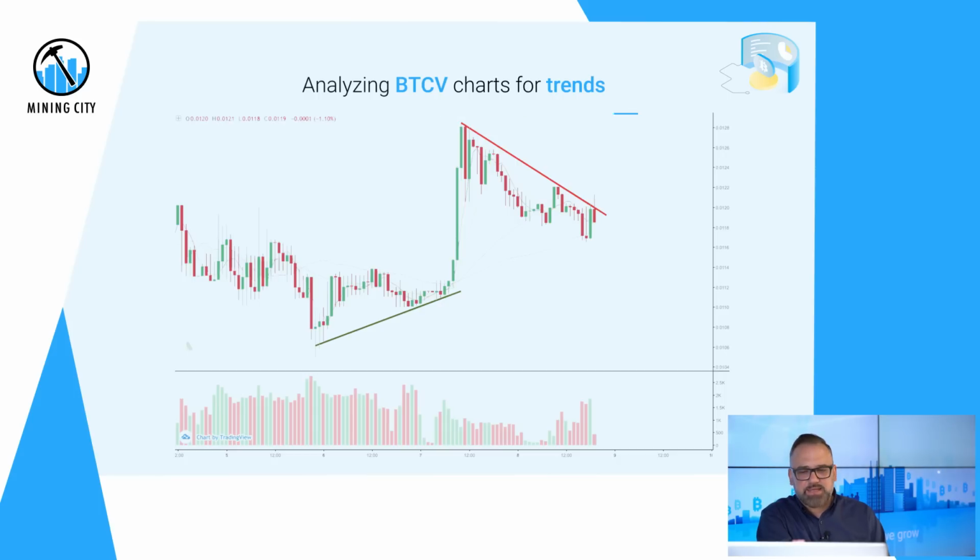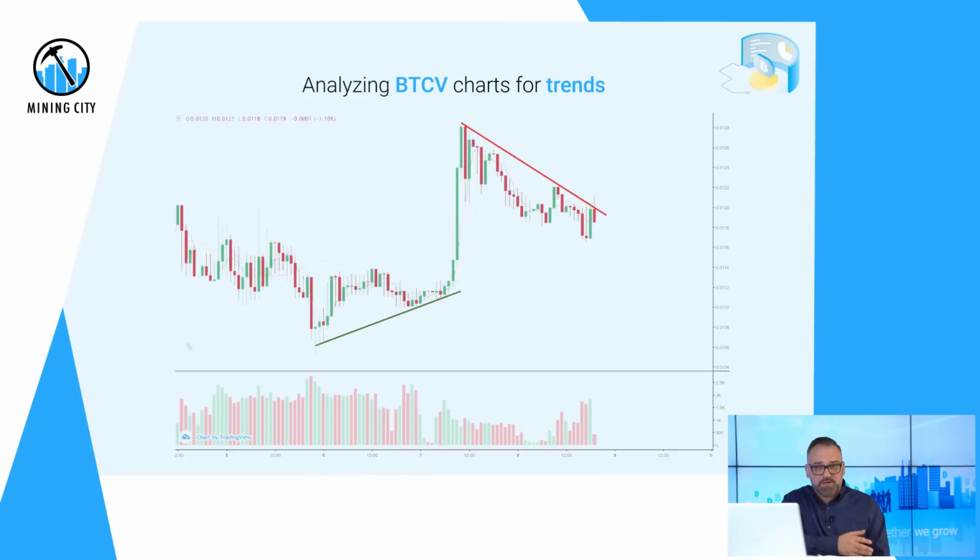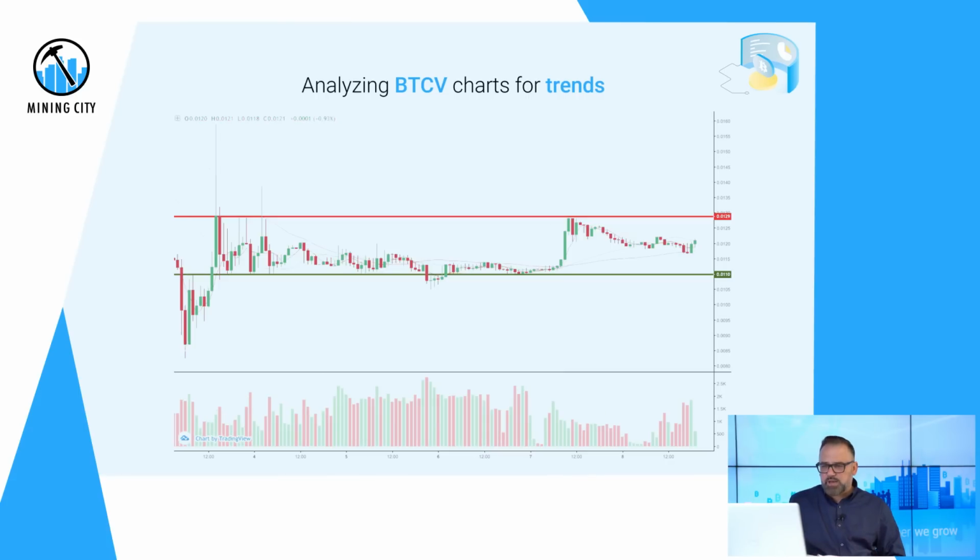Each candlestick in this Bitcoin Vault and BTC chart represents again a full hour of price movement. Using technical analysis, we can understand that between the 3rd and 8th of September, Bitcoin Vault found a support level at 0.011 Bitcoins. This is this green line over here, and a resistance level at 0.0129 Bitcoins. This is the red line here.